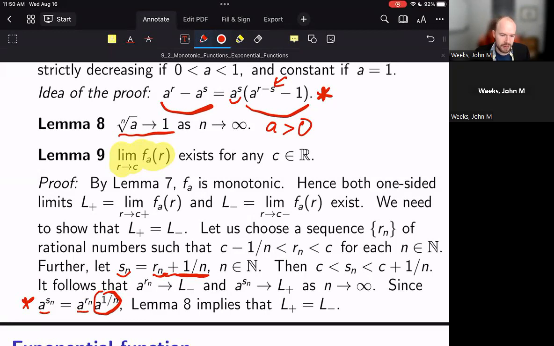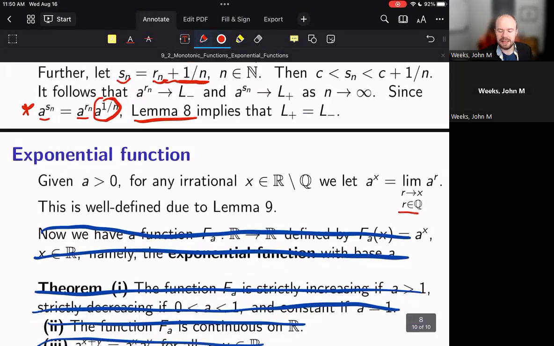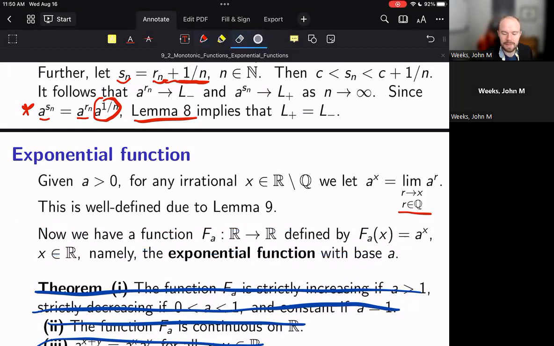How close to each other are they? Are they approaching the same point? Yes, they are, because lemma 8 tells us that a to the 1 over n approaches 1 whenever a is greater than 0. So lemma 8 gives us everything that we need. So now we can define for any irrational point the limit of all rational numbers going toward that irrational point. We know from our previous lemma that this is well defined.